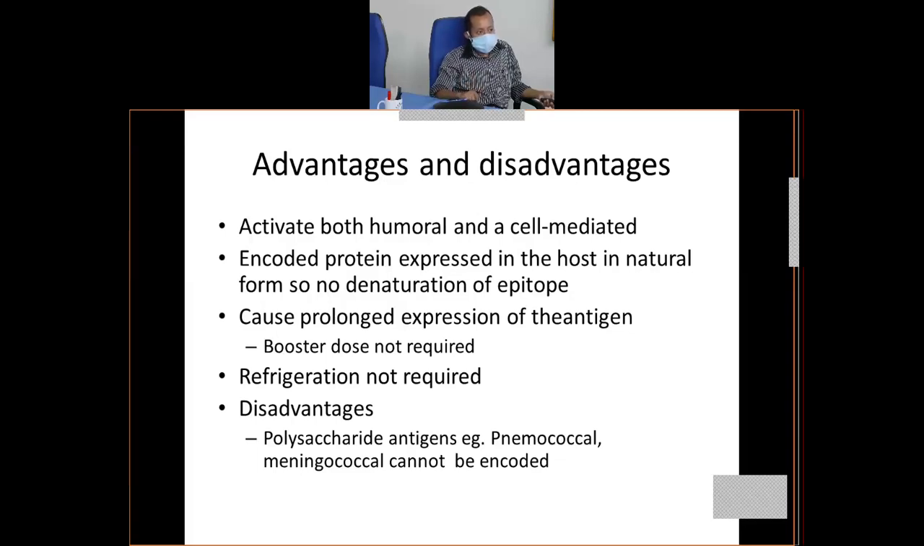But there is also some disadvantage: since the gene has been incorporated into the chromosome, you cannot revert back, unlike the other vaccines. You cannot revert back the immunity. Another issue is that many pathogens carry a polysaccharide core, a lipopolysaccharide core. Since lipopolysaccharide and polysaccharide antigens are carbohydrate based, how will you produce a DNA type of vaccine? You cannot produce DNA vaccines for polysaccharide and lipopolysaccharide antigens. So these are some drawbacks of DNA vaccines.